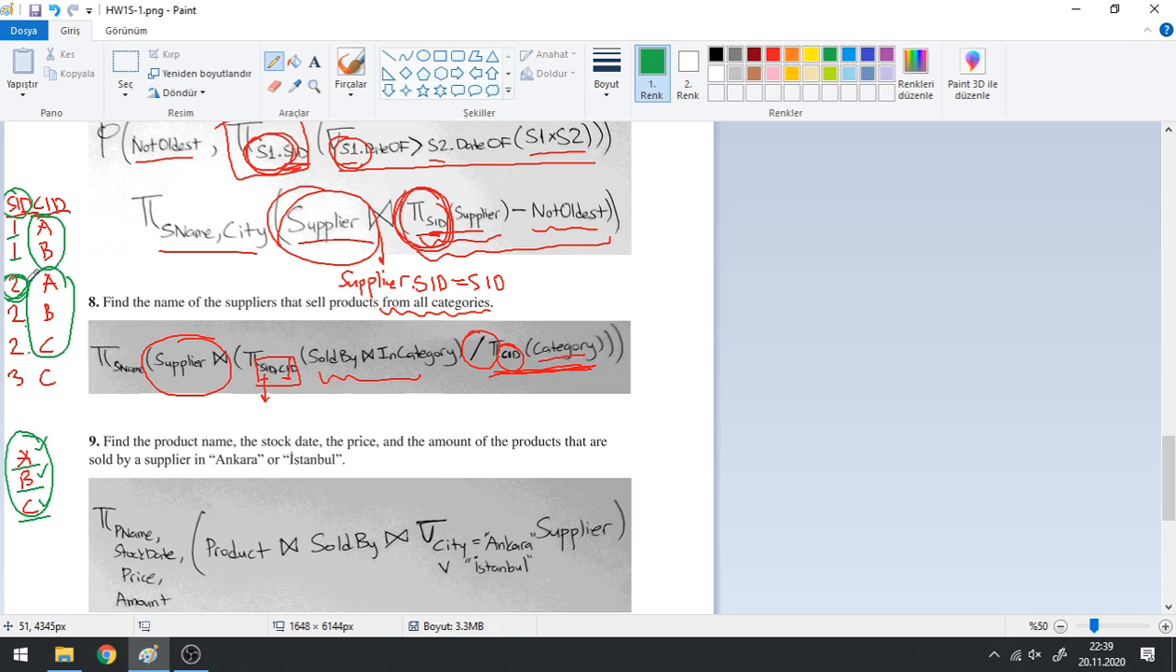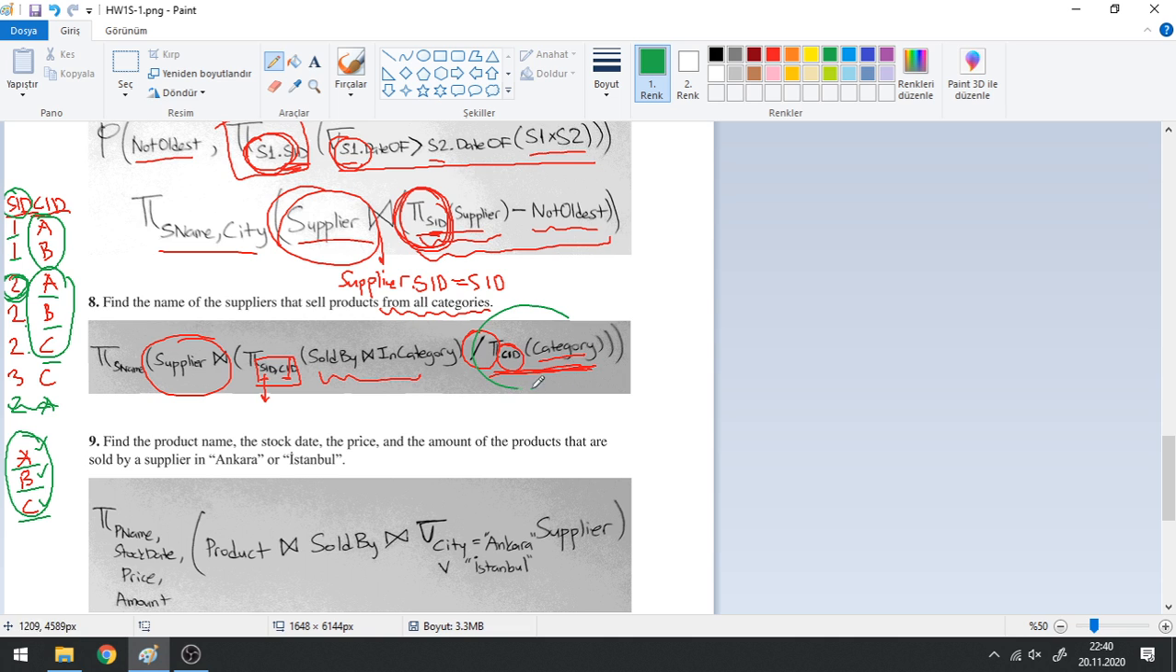This supplier is selling some product from all categories. So it can sell multiple products as well. So it can also say 2 multiple times. Since I'm just projecting these values, this will be disregarded.